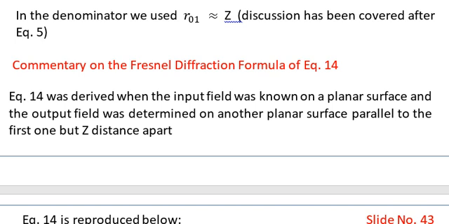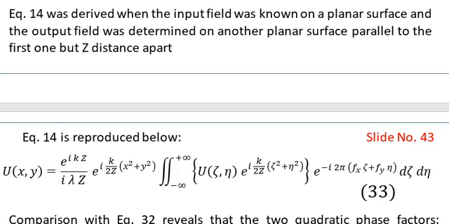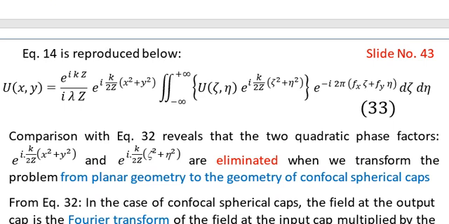And you know that in the present case the fields are existing on the spherical caps, that is on the left spherical cap. At any point the field is u of zeta and eta. And you know that equation number 18 is reproduced over here, which is the extended formula or the expanded formula of the Fresnel diffraction formula. We have already discussed this one, and here we have the Fourier transform.